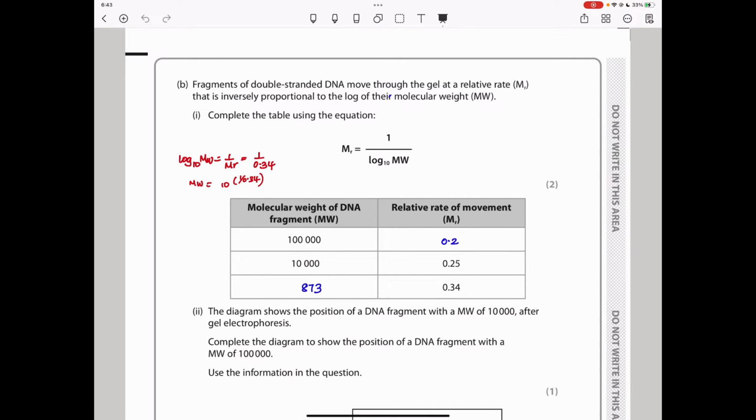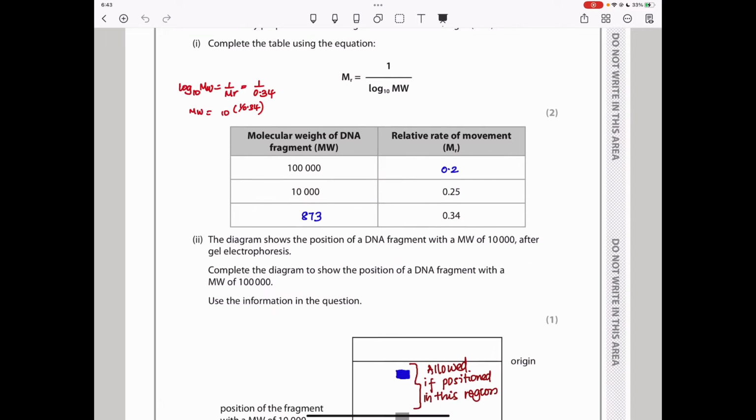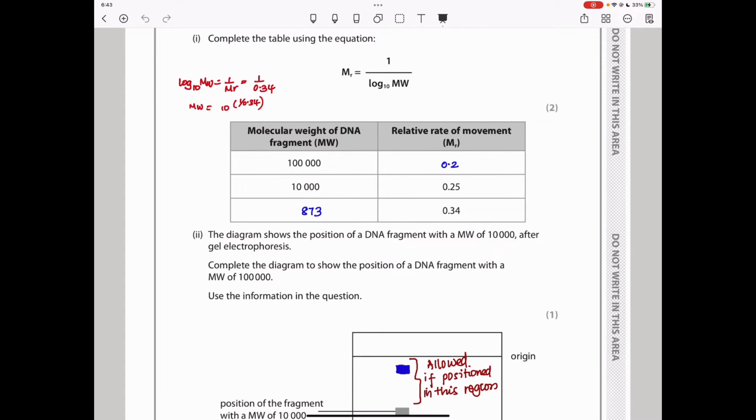And also, when we do the reverse, since we are given 0.34, that is this value here, and then we want to find the MW, we'll find 873 as the answer. Just input into your calculator, and then it will be able to give you whatever you're looking for.